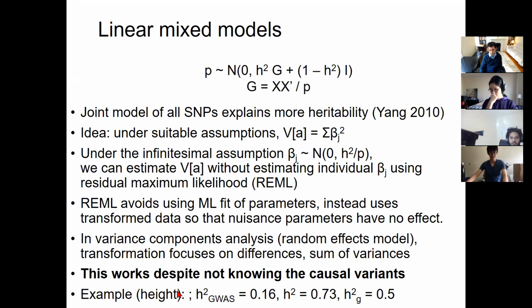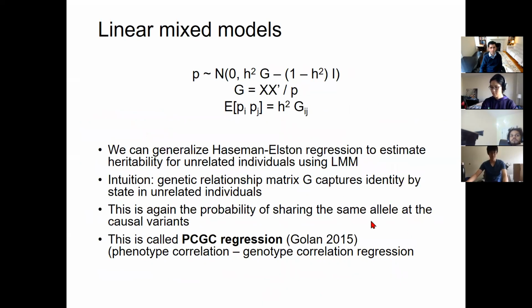So for example, with height, the subset of genome-wide significant loci only captures 16% of the phenotypic variation. We would expect, based on all of genetics from kinship and first degree and second degree and third degree relatives, to capture 73%. And if you look now at the entire genome rather than just a subset from GWAS, using this linear mixed model, you can actually get to 50%. And this is driven because we actually don't need to know these estimated betas, because you can factor them out using this residual maximum likelihood model.